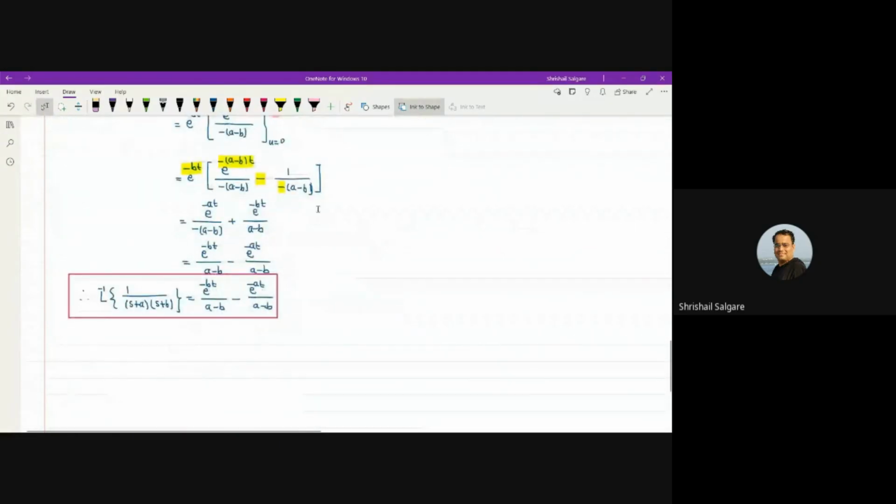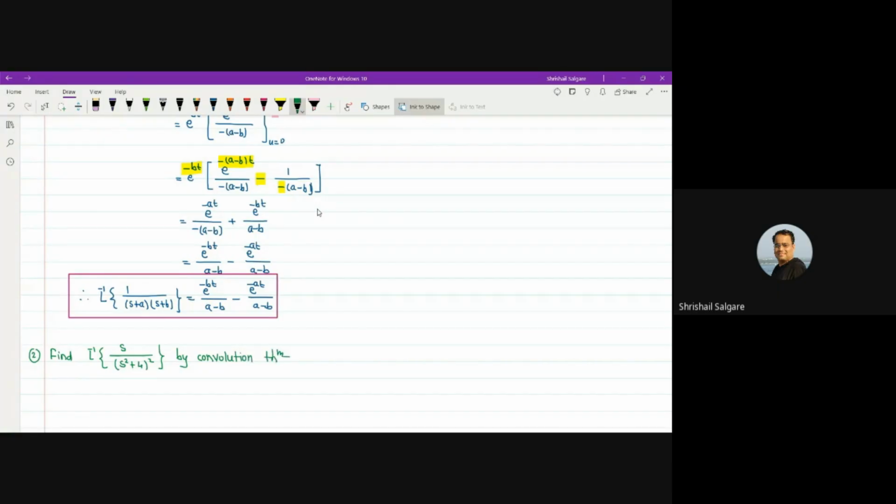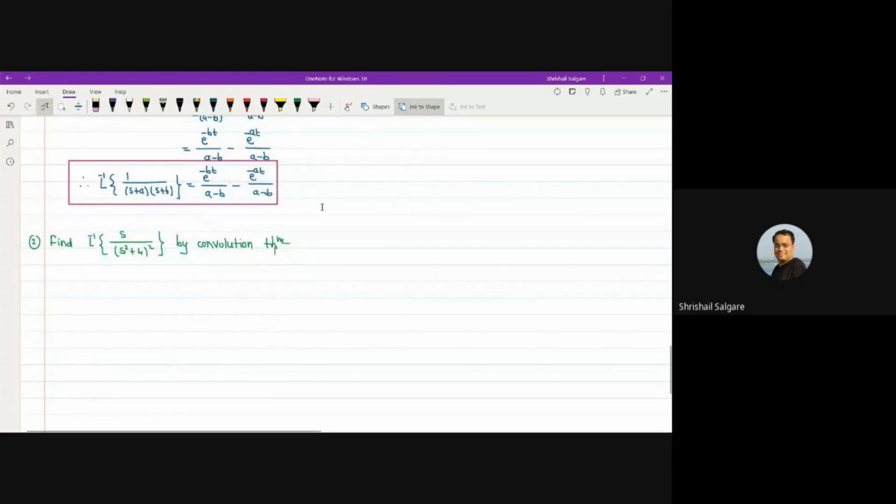If not, I will continue with the second example. Suppose, second example: find the inverse Laplace transform of s upon (s square plus 4) whole square, by convolution theorem. You have to apply the convolution theorem.